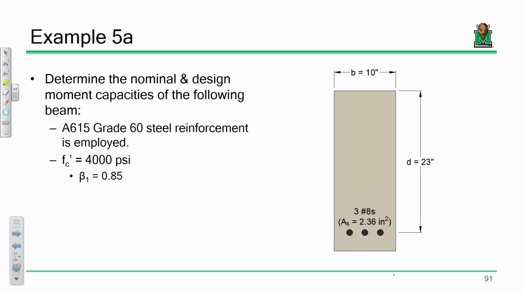This problem, again, it's going to be really quick. We have a beam that's 10 inches wide. It has an effective depth of 23 inches. Notice I didn't even give you the height. It's not going to matter for this problem. We have 3 number 8s, so the area is 2.36 square inches. I've got 4 ksi concrete, 60 ksi steel, and we're going to compute the flexural capacity. This is a really simple problem when you break it down. We're going to do this on Monday.